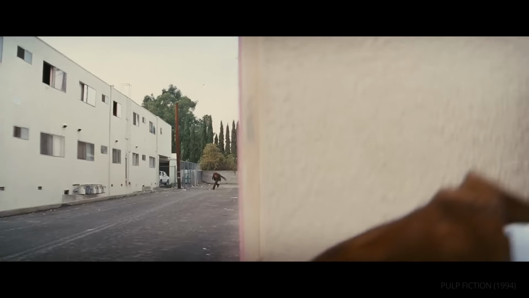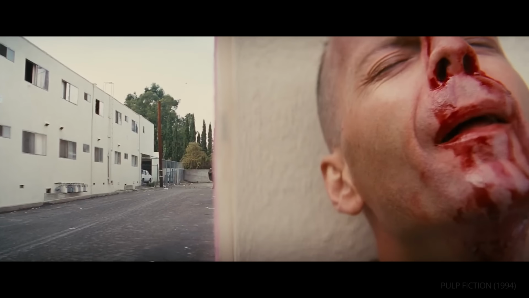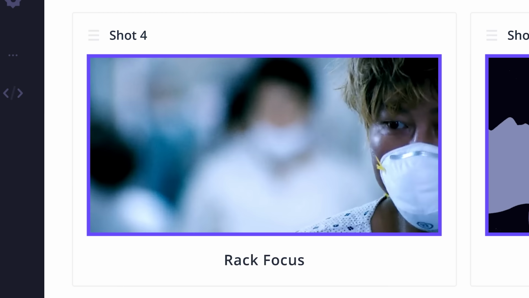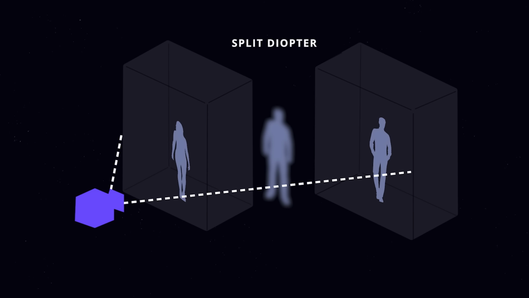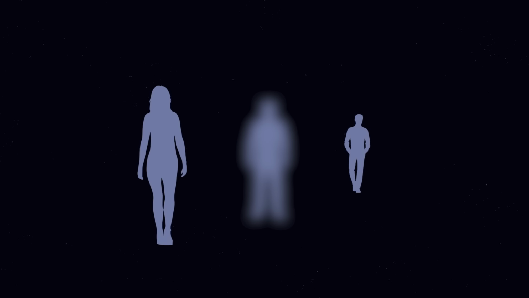But what if you want two planes of action in shallow focus at the same time? For that, we move on to our next subject. Split diopter. A split diopter shot captures two separate focal points in sharp focus, while the area in between them is left out of focus.